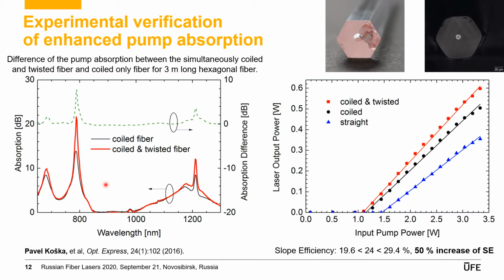This test was done with a broadband halogen lamp, but we have tested it also by using a pump laser diode at 790 nanometers, and we got similar results of pump difference between the coiled and twisted fiber.